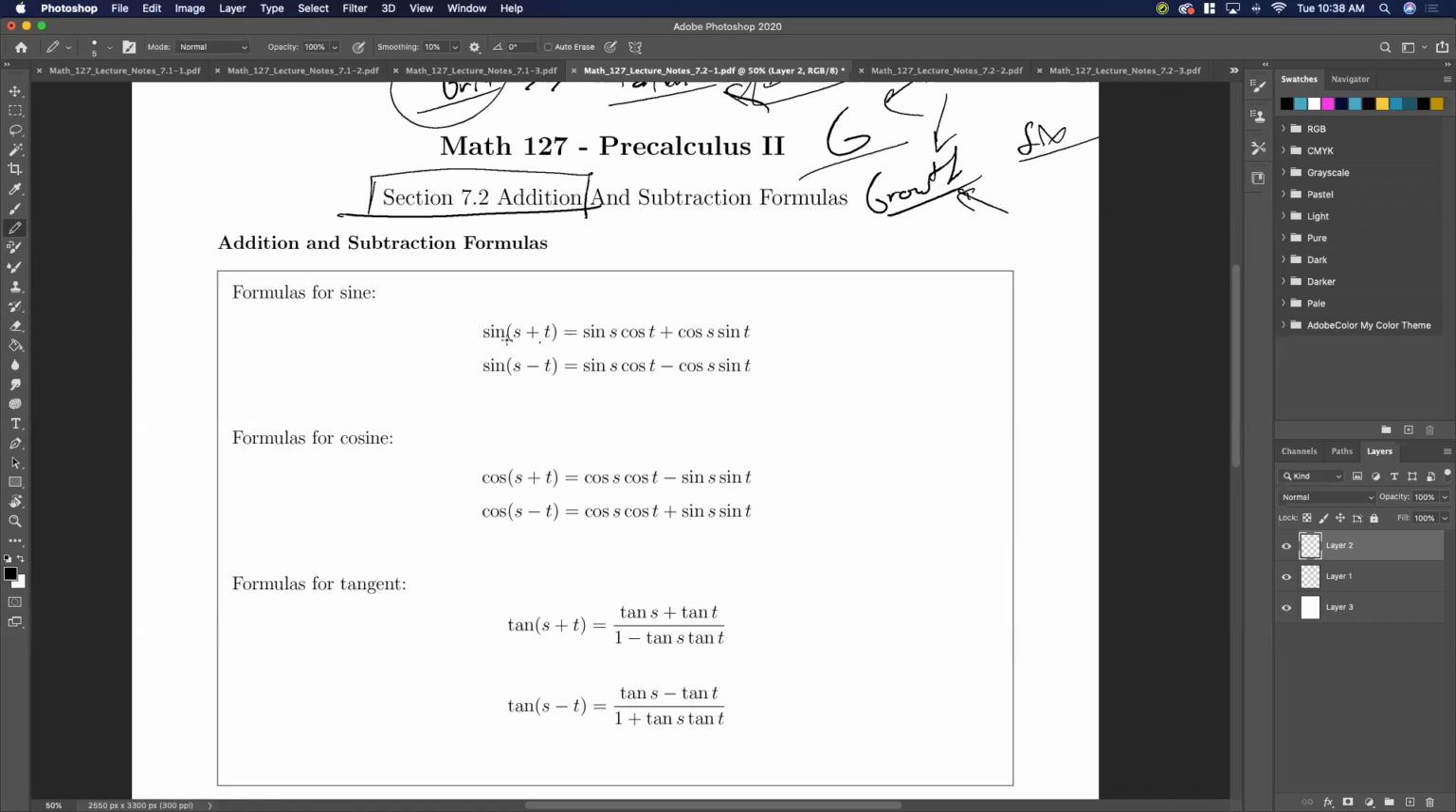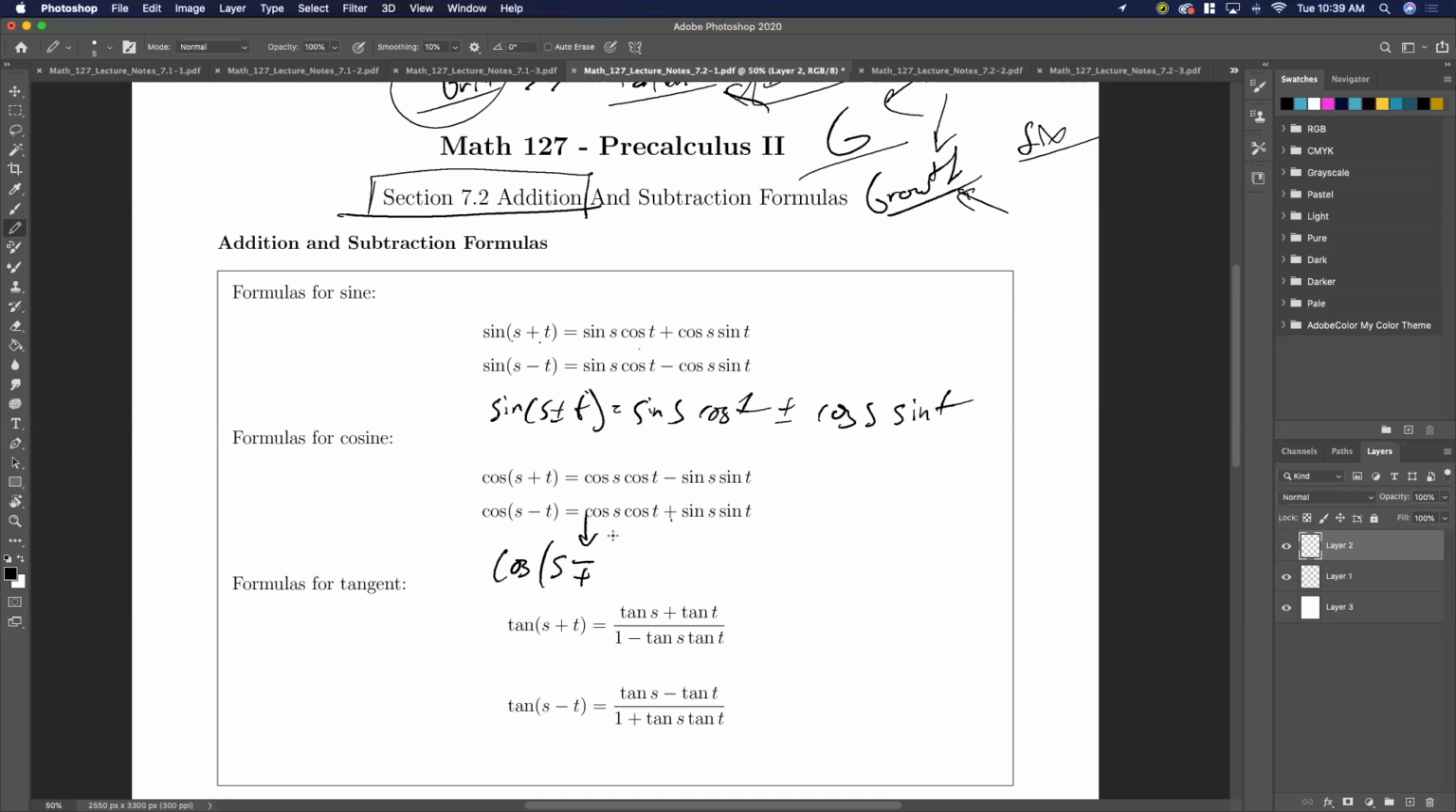So here, if I have sine of s plus t, this is sine of s times cosine of t plus cosine of s sine of t. And then if I minus it out, I'll just do a minus. Another way of writing this would be sine of s plus or minus t equals sine of s cosine of t plus or minus cosine s sine of t. And then here if it's plus, it's minus, and if it's minus, it's plus. Another way of writing this one, just so you guys see it at least once, is minus plus.